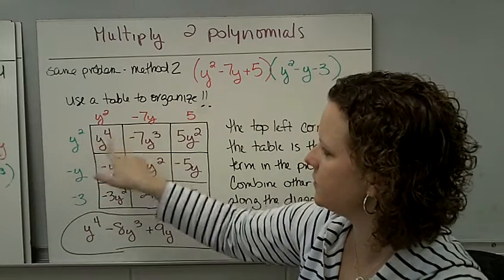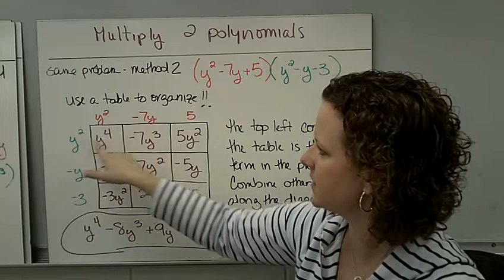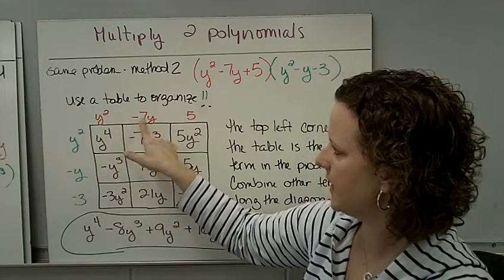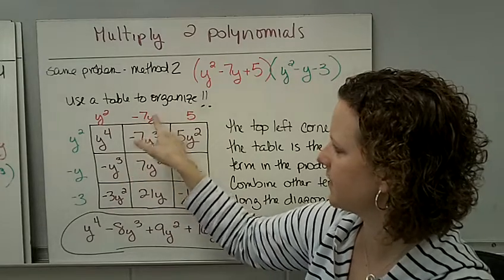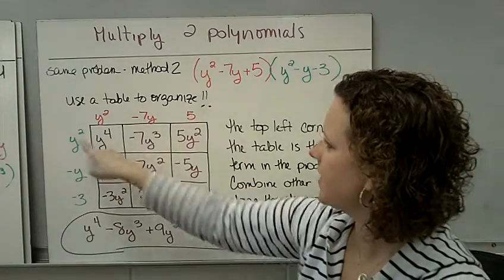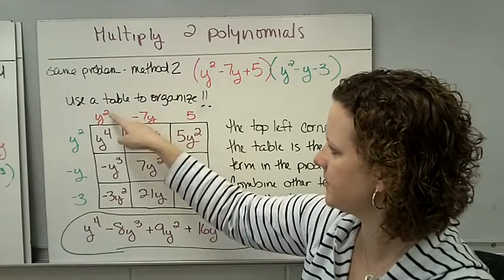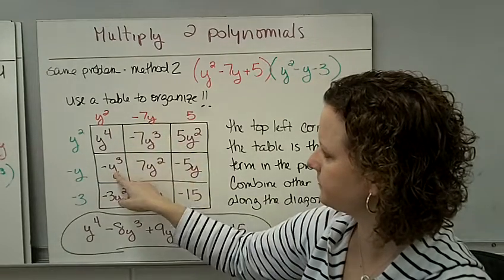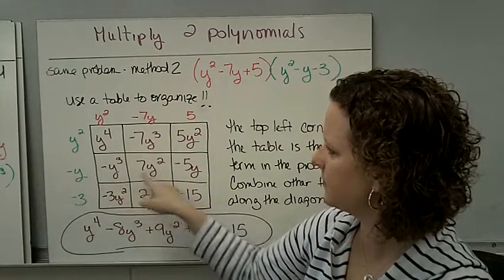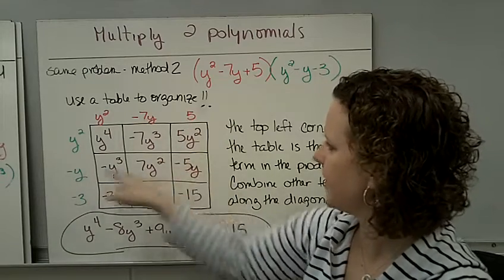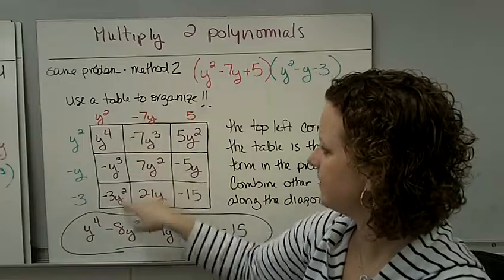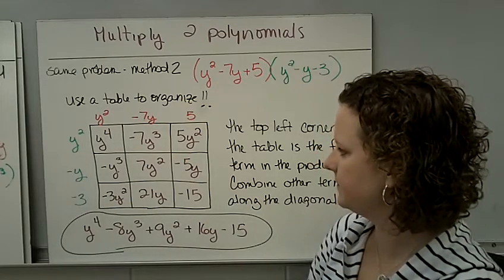I just use that table and do the multiplication. y squared and y squared is y to the 4th. Negative 7y and y squared is negative 7y cubed. I have y to the 1st power times y squared. 5 and y squared is 5y squared. Same thing. Okay? Negative 7y and y. Negative 5, sorry, positive 5 and negative y. Same thing. Okay, fill in the table.